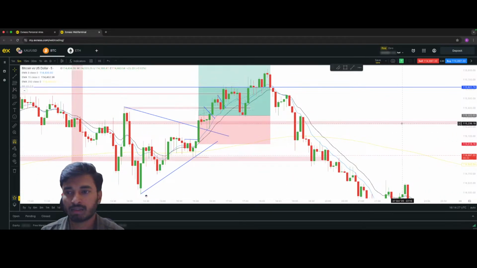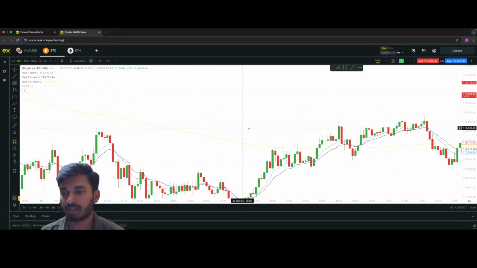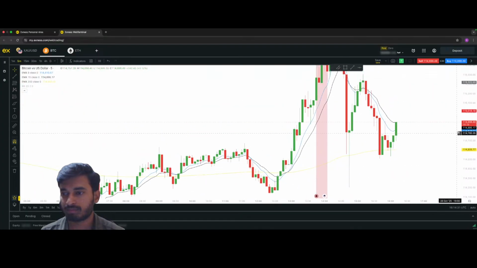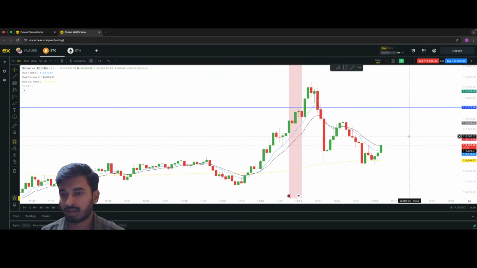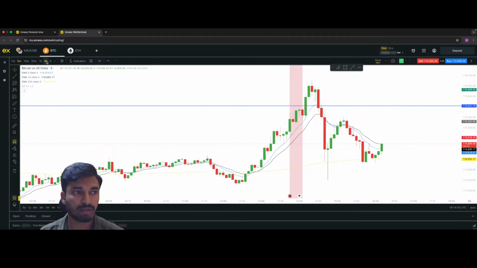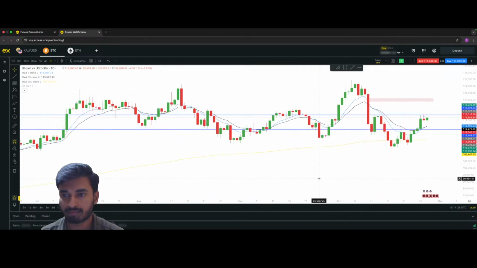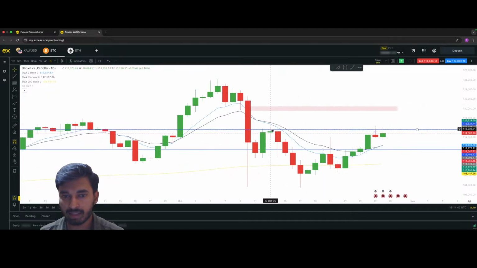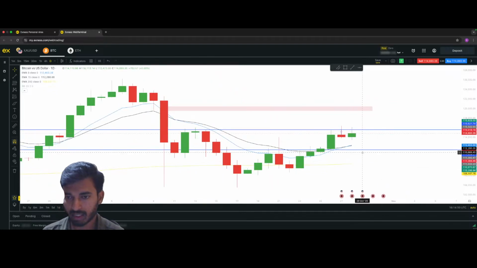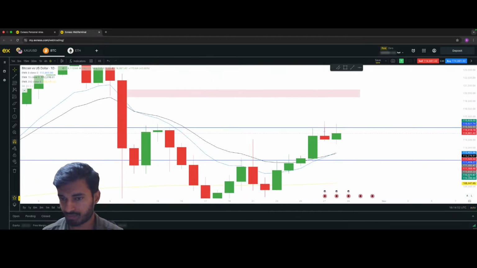Okay, so now let's see today's market. Okay, still it is in a bullish mode. If I go to the day time frame, so from here it has taken a resistance, right? Yesterday also from here it has taken a resistance. Now again it is almost here. In the day time frame you can see the 9 EMA is coming above the 15 EMA.